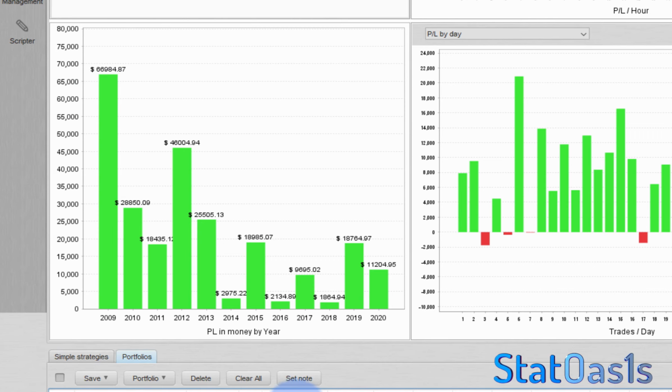We have these stats and portfolio correlation. We already saw that. Equity chart. And then, of course, you have the list of trades. Now this is for the whole portfolio. And you can see that there are no overlaps. And this is the total overview.